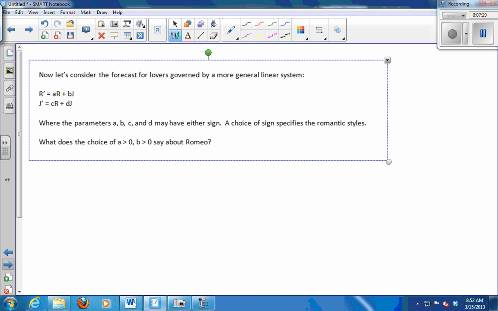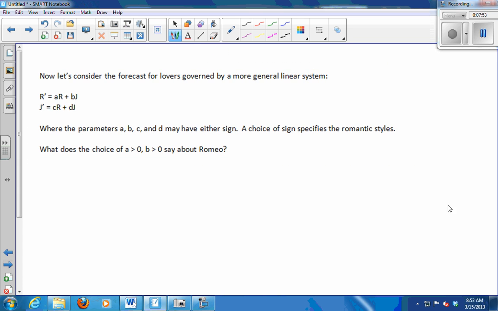So we can consider the forecast for two lovers governed by a more general linear system. So Romeo, R prime is going to be AR plus BJ, and J prime is CR plus DJ. Okay, so we've got two constants. And the parameters A, B, C, and D can have either sign. And the choice of sign specifies a romantic style.